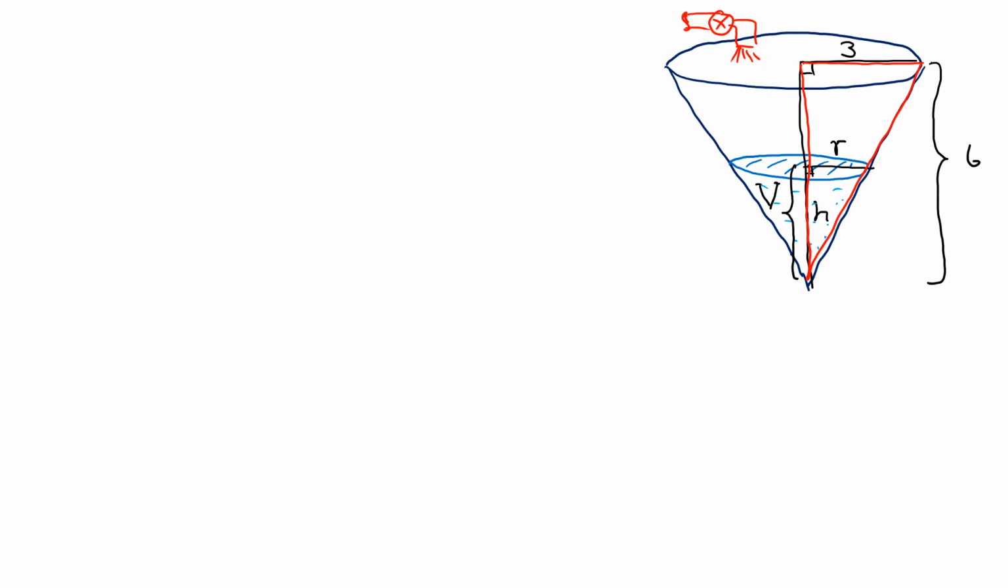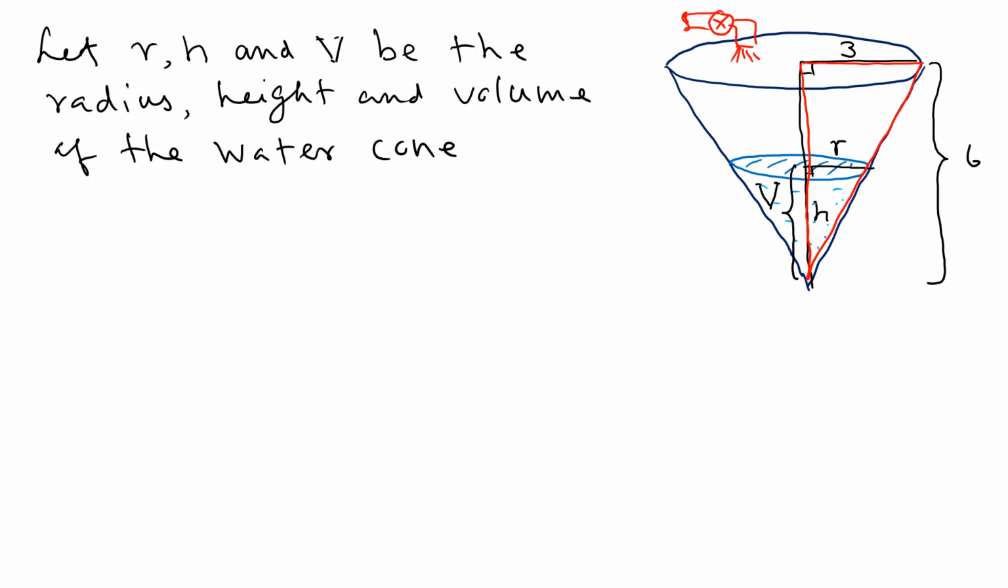Let R, H, and V be the radius, height, and the volume of the water cone at time t, respectively, because you can see it changes with time t. So it's very important to say at time t. So we don't write it here.